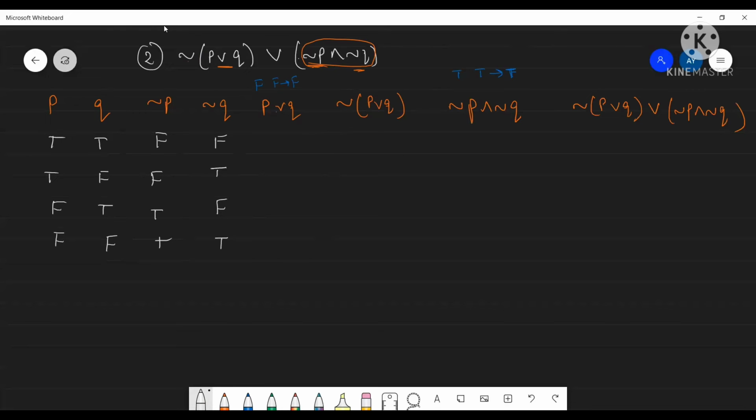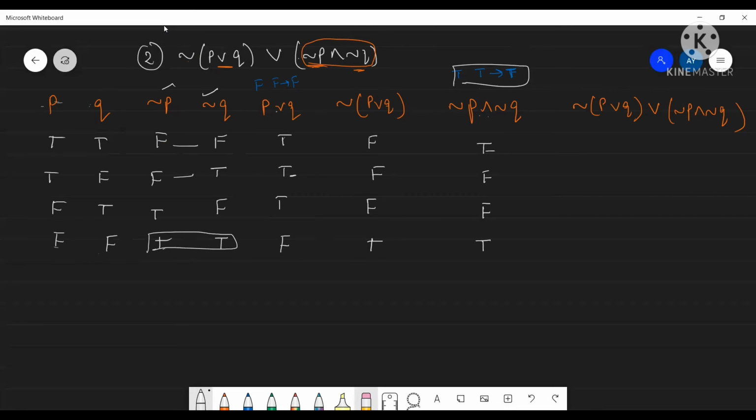Now coming to the OR condition, what is OR in this? If they both are false only, it is false. Otherwise, the rest of the elements are true. Now coming to the negation of this one: not true is false, not true is false, false and true. Now coming to negation P and negation Q. You have and. What is and? If both are true only, it is true. Otherwise, it is false. This is false. Again this is also false. There is also false and true. If both are true, it is true, otherwise it is false. So now it is true. Okay, am I clear?